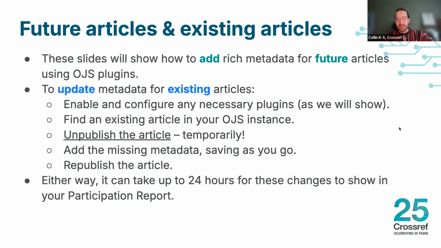We're going to specifically be talking about how to set up your OJS instances so that for new articles you publish in the future, or anything you digitize for the first time and bring into OJS for the first time, those articles include this richer metadata. You can also use these plugins that I'm going to talk about to update metadata for existing articles, articles that are already published on your OJS platform.